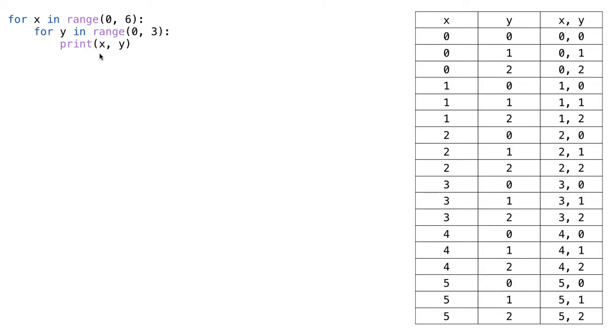And if we continue that exercise over and over again, we'll get an output that looks something like this: 0 0, 0 1, 0 2, 1 0, 1 1, 1 2, and so on and so on until x reaches its maximum value, in which case the outer loop terminates, and once the outer loop terminates, the program can proceed onward like it normally would.